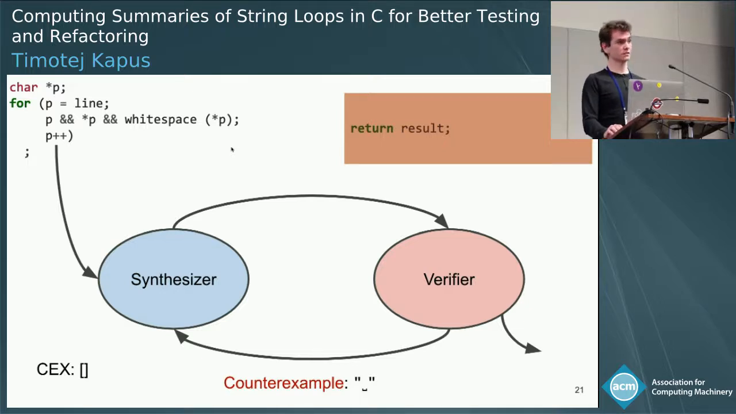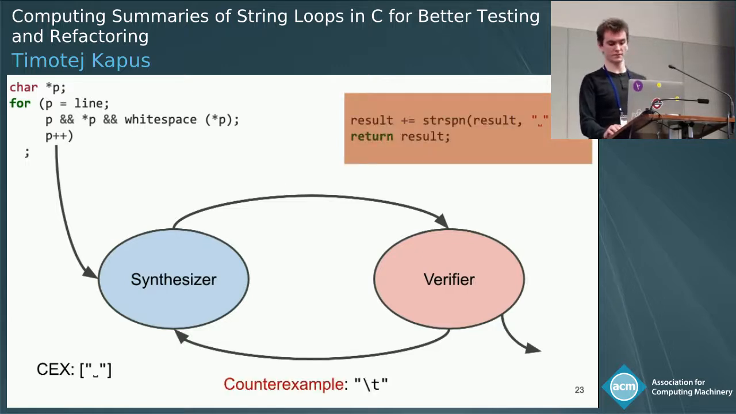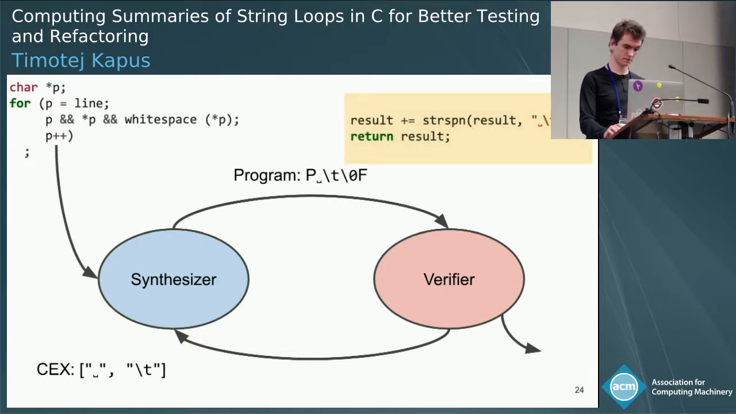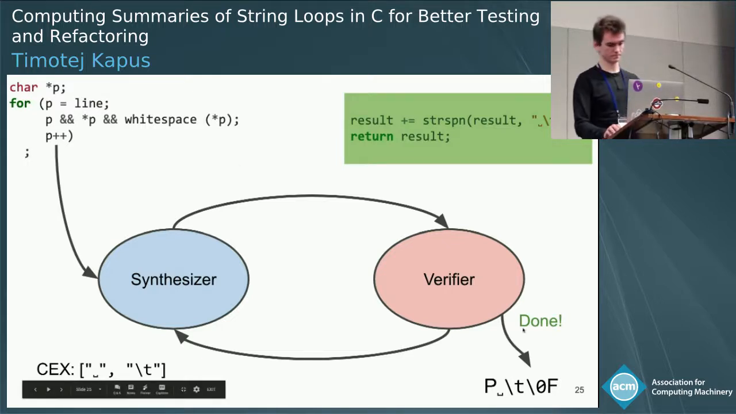So the synthesizer adds this counterexample to its cache and generates a new program that fits this counterexample. In this case, it's a strspn of space, and then we end. And the verifier finds another counterexample, which is just the tab character. Finally, the synthesizer comes up with a program that fits all the counterexamples. The verifier is happy, we're done, and we found our summary.